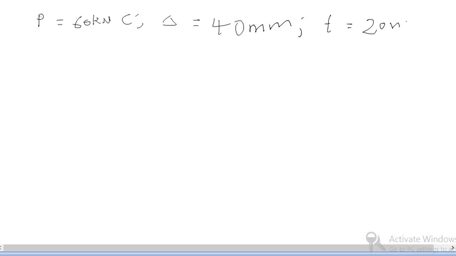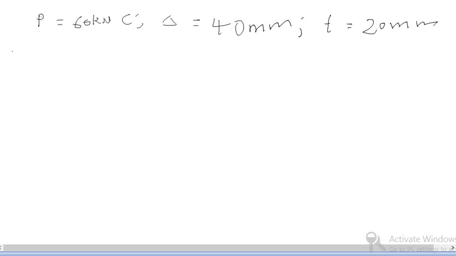So now in this problem, we have a force applied which is 60 kN compression, and we have the outer diameter of 40 millimeter, and the thickness is 20 millimeter.